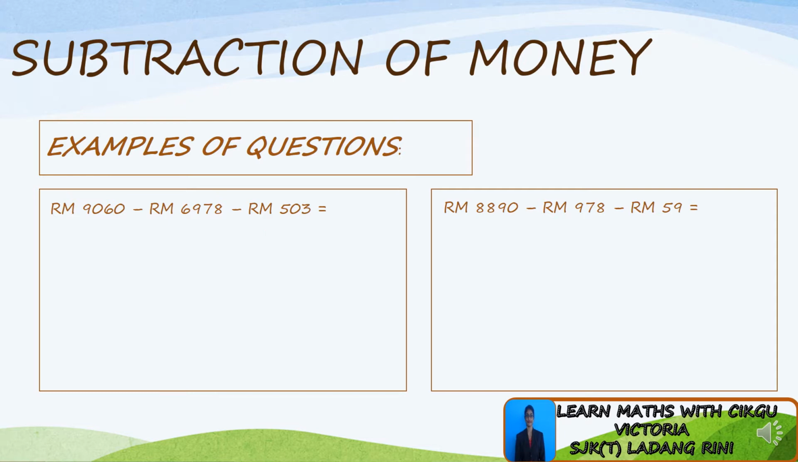You see here, this number and this number: 9,060 ringgit minus 6,978 ringgit. You must minus these two numbers first. After you minus them, you will get an answer. From that answer, you must minus this 503 ringgit. So remember, when you do this question, RM9,060 minus RM6,978.